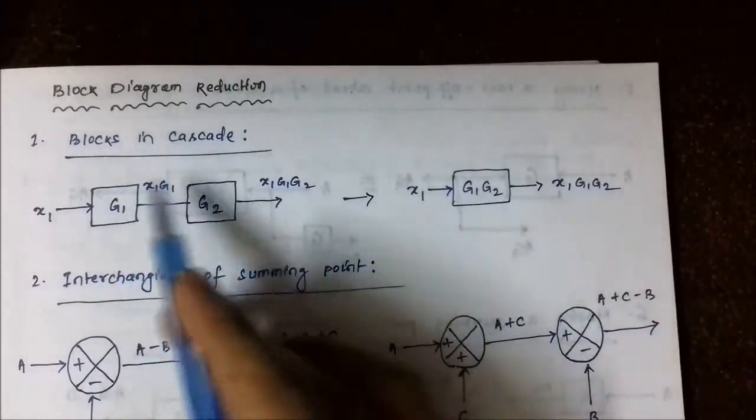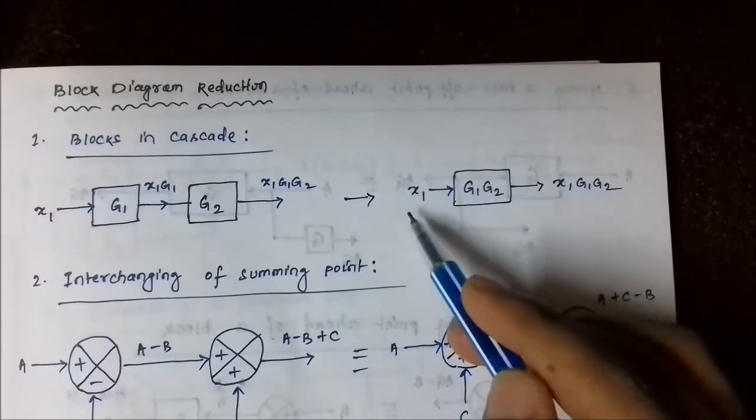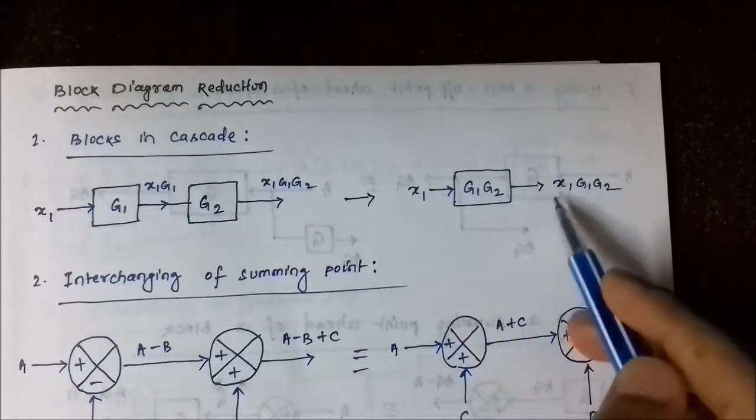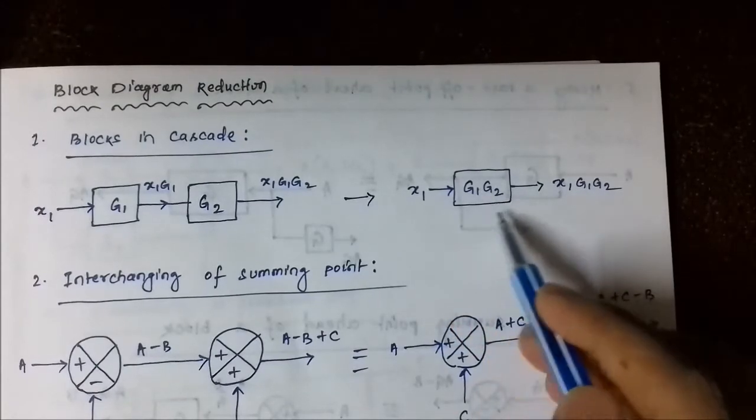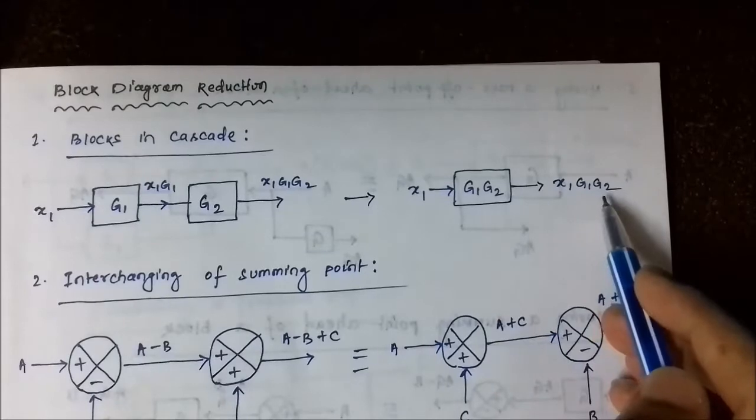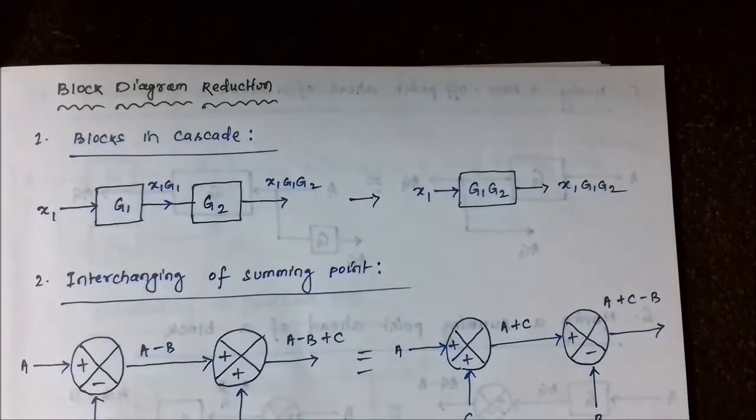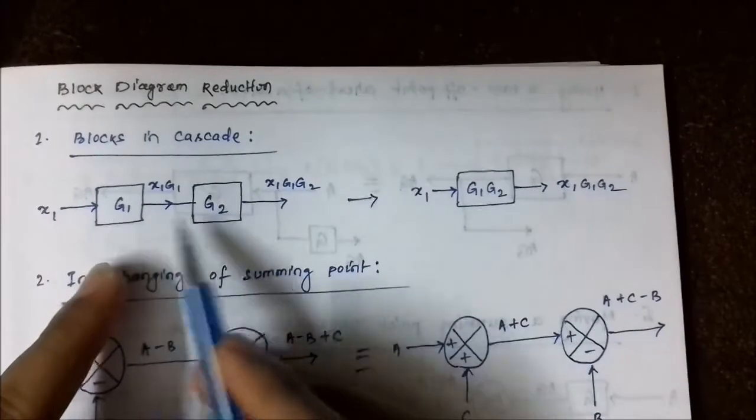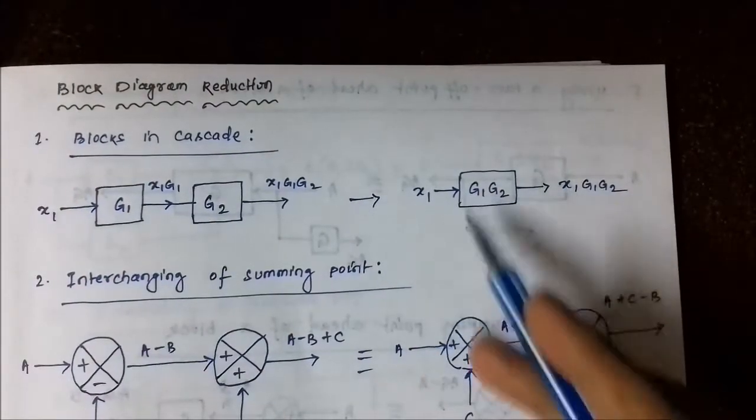So here we also get the same output. When we combine these two blocks into a single block G1 into G2, we get X1, which is the input, and the output is the input multiplied with the gain of the block, that is X1 into G1 into G2. So whenever you find two blocks connected in series, or in cascade connection, you just multiply the gain of the two blocks together to convert it into a single block.